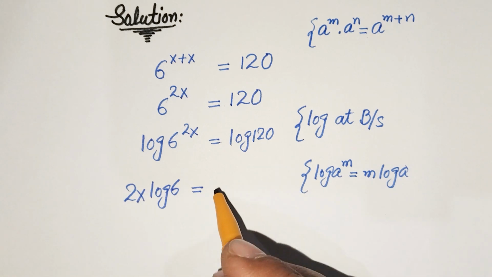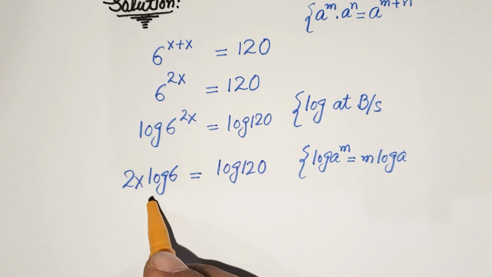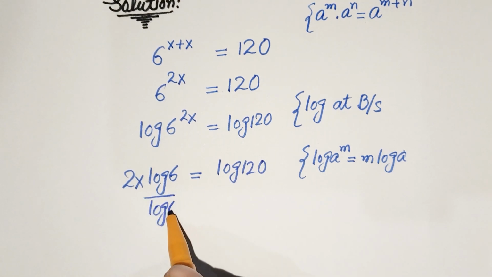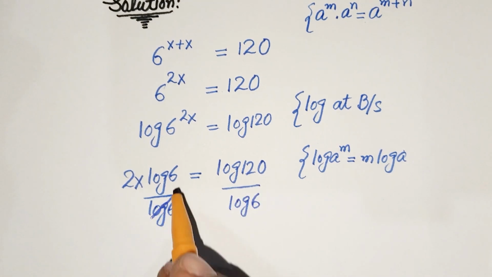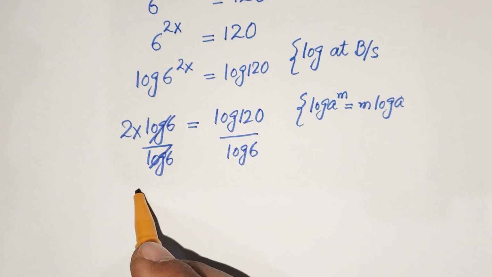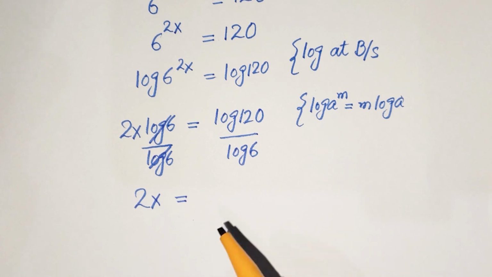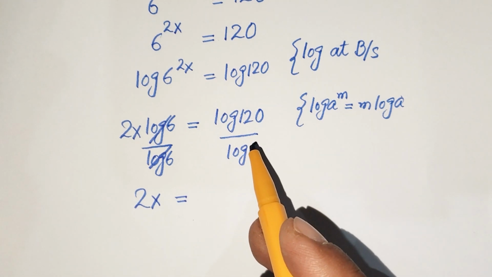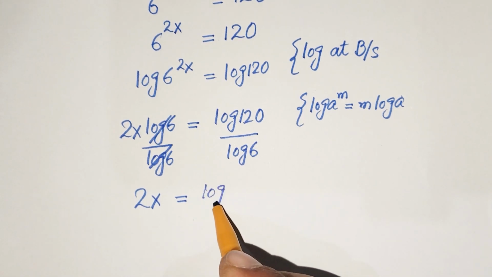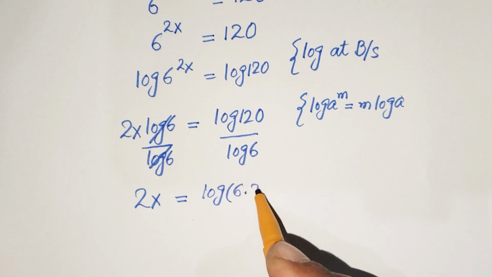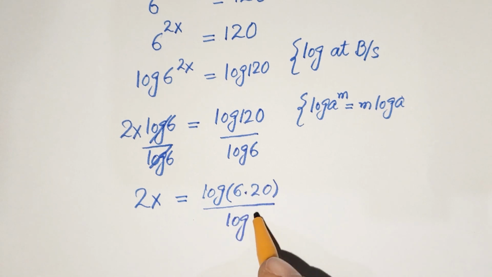Now dividing both sides by log 6, we get log 6 on the right hand side also. Then cancelling log 6 with log 6, we get 2x is equal to log 120 over log 6. Now, log 120 can be written as log of 6 times 20, all over log 6.